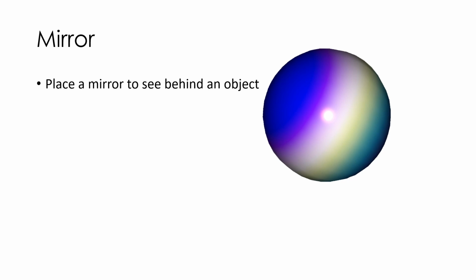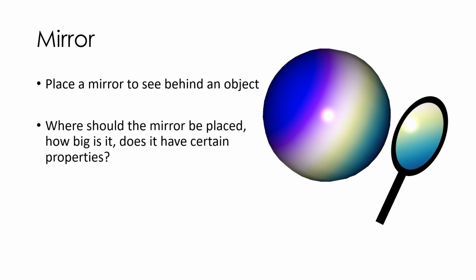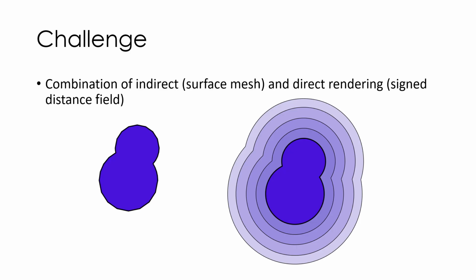Another idea to show the hidden sides is to use a mirror. However, this raises completely different questions: what kind of mirror to use and where to place it. In addition to using the mirror, we have developed another approach that we would like to present. The challenge of the 2 new approaches is to combine indirect rendering in the form of surface meshes and direct rendering in the form of signed distance fields.